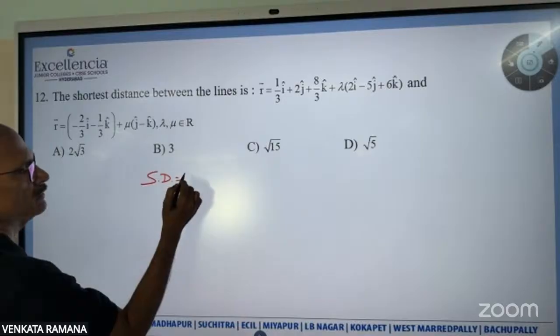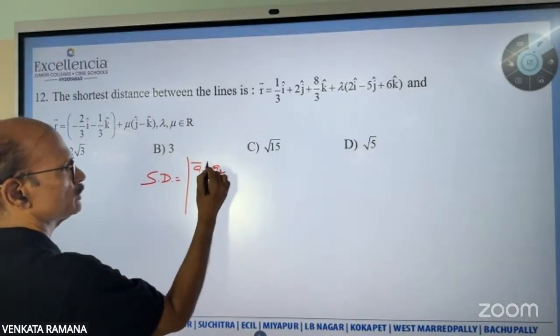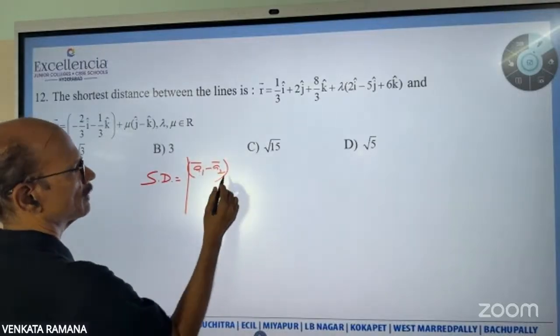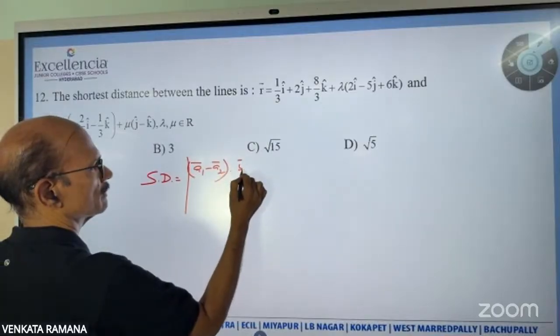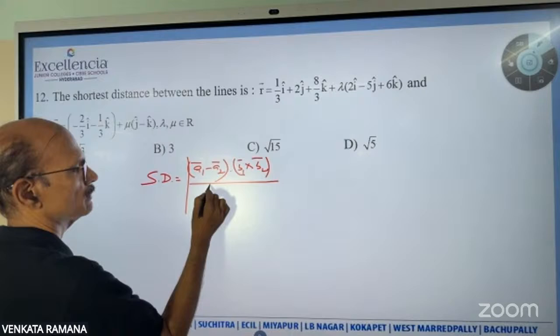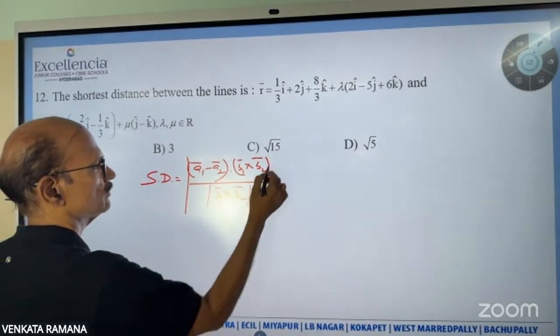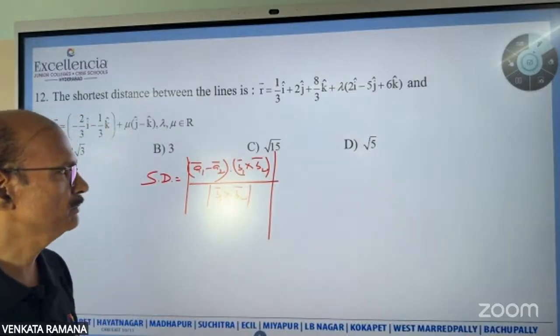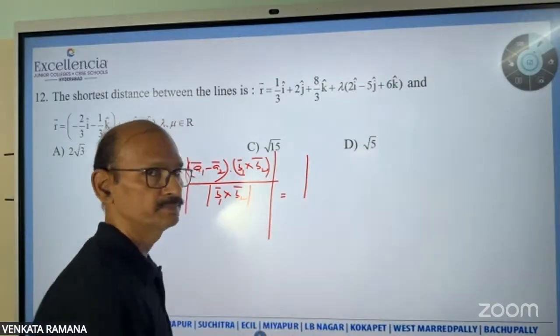Shortest distance is equal to (A1 bar minus A2 bar) dot (B1 bar cross B2 bar) by modulus of B1 bar cross B2 bar. This is the formula. All the students know about this one. So it is nothing but the determinant of.